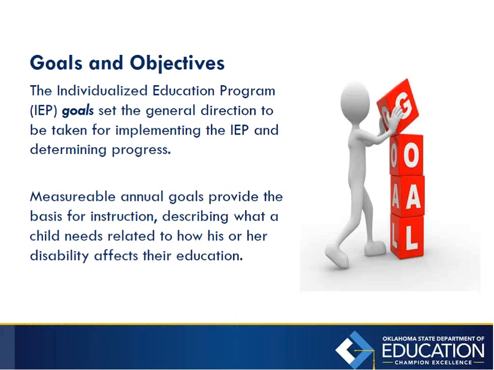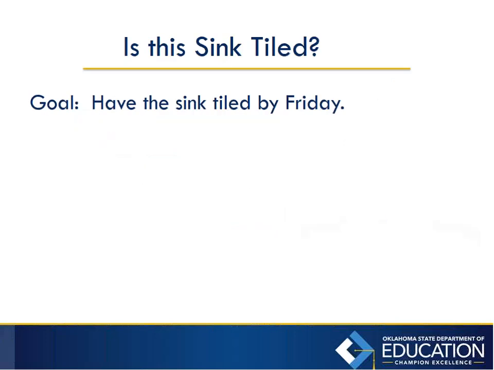On this, it says the Individualized Education Program, of course, which is the IEP. The goals set the general direction to be taken for implementing the IEP and, of course, determining progress. Measurable annual goals provide the basis for instruction, describing what a child needs related to how his or her disability affects their education. And that's always a big component on children on an IEP. How is their disability affecting their education?